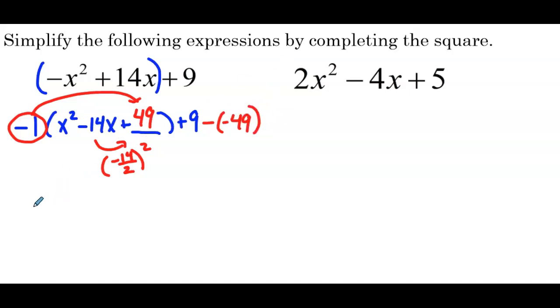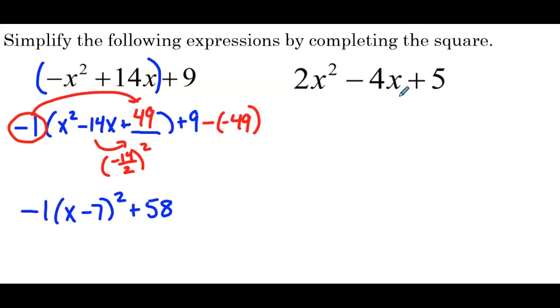So we can rewrite this now as negative 1 times, factoring the trinomial, x minus 7 squared. And then 9 minus negative 49 is 9 plus 49, which is plus 58. So there we have rewritten the expression using completing the square.